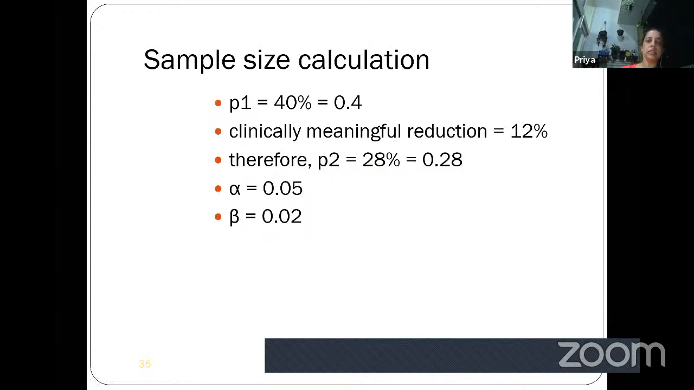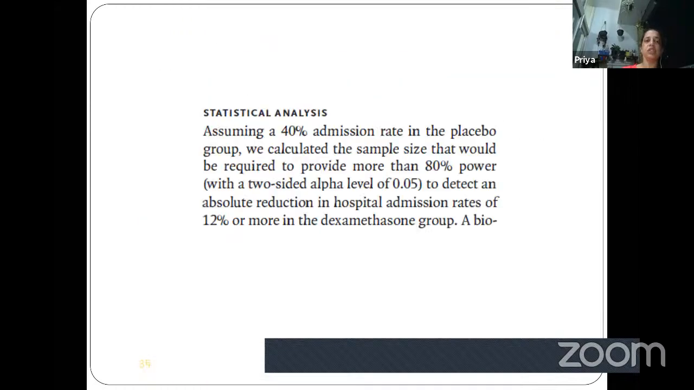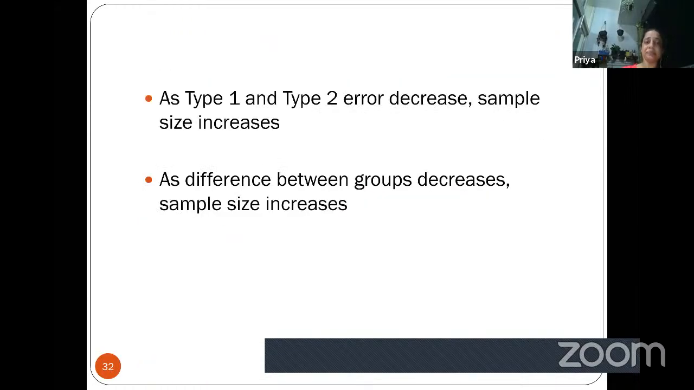And based on this, this is what it looks like. P1 is 40%, the clinically meaningful reduction is 12%, therefore P2 becomes 28%, alpha and beta, and then you put this into a sample size calculator and you get your sample size, which is per arm. Remember, the sample size is always calculated per arm of the study. And then you will have to add 10% for losses to follow up or protocol deviations. And finally, the statistician will give you a number. So this is the basis on which sample size is calculated.